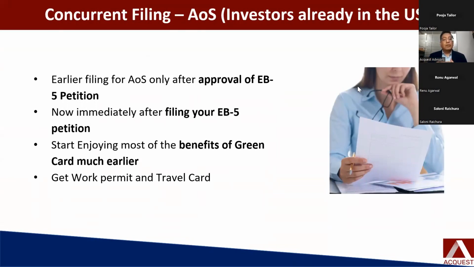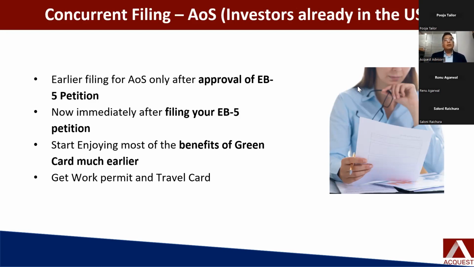Let's first understand what is concurrent filing for adjustment of status. So friends, like I mentioned earlier, in case of EB-5, after you have filed your petition, you need to wait about 2 to 3 years for your application to be approved. And then if you are already in the US on an F1 visa as a student, or an H1B visa as an employee, or on any other kind of non-immigrant visa, then you don't have to come to India, go to the consul interview, and then move to the US. You can continue to be in the US, and you could change your status from non-immigrant to immigrant. But that would happen only after your EB-5 application has been approved, which could take 2 to 3 years from the date of filing.